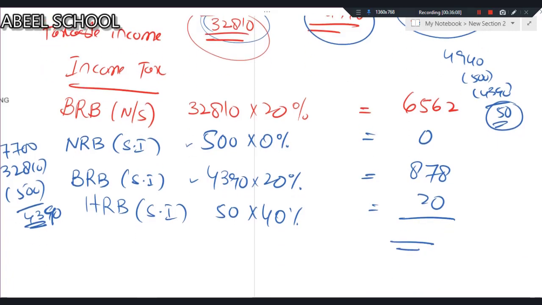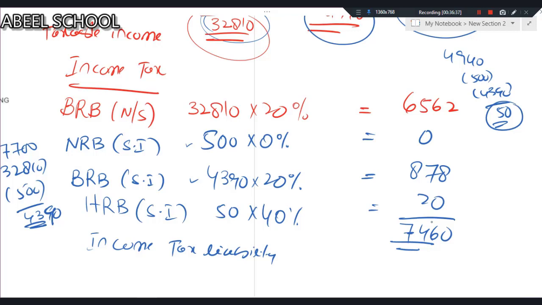So here comes the income tax liability of Kate. 6562 plus 878 plus 20. I'm getting income tax liability 7,460. So income tax liability of Kate is 7,460.